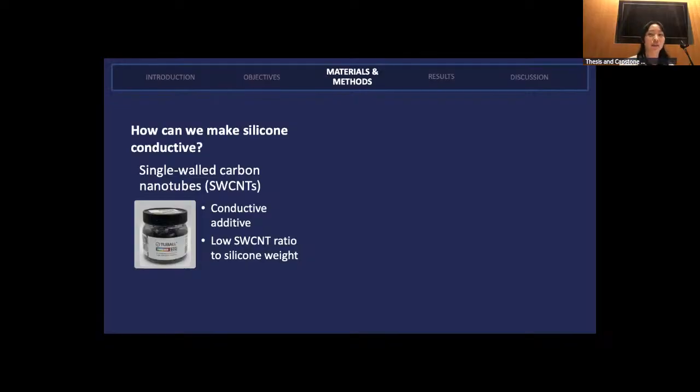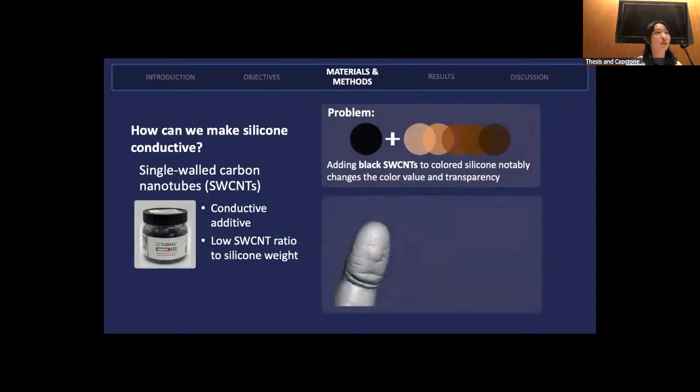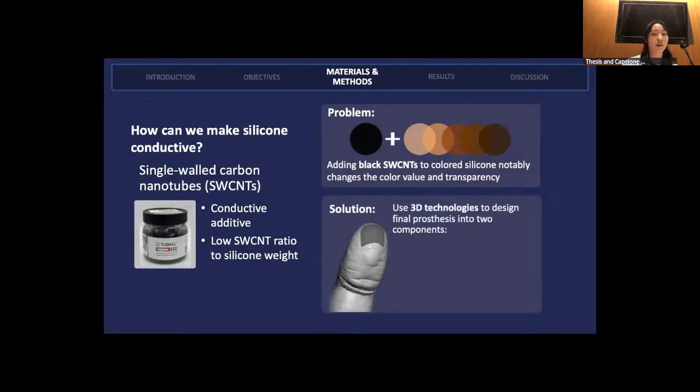Single-wall carbon nanotubes are a multifunctional additive that can allow silicones to develop electrical conductivity at a low ratio per weight. One issue, though, is that adding black single-wall carbon nanotubes to colored transparent silicones will significantly change the transparency and the value of the color. Therefore, rather than embedding single-wall carbon nanotubes throughout the entire silicone finger, we used 3D technologies to design the touchscreen prosthesis into 2 components: 1, a touchscreen conductive pad at the fingertip, and 2, a non-conductive prosthesis surrounding the perimeter of the pad.